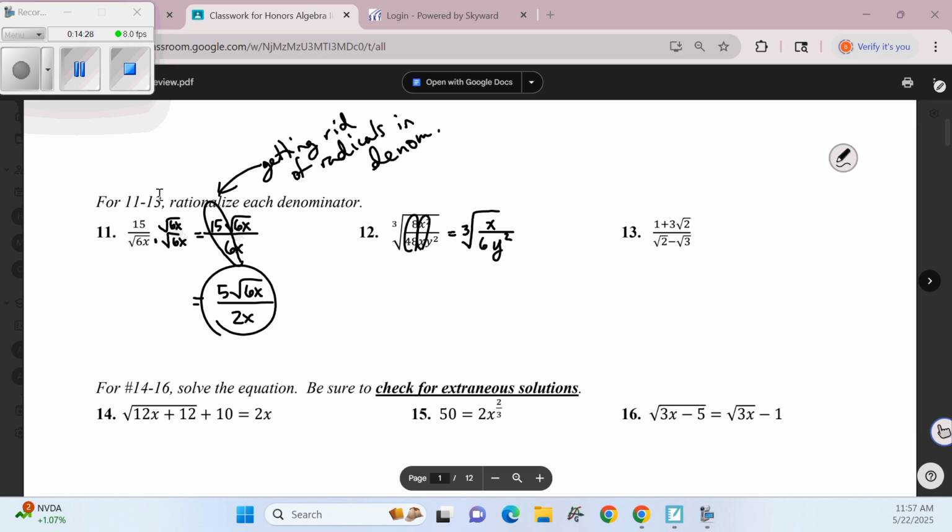So we're really trying to rationalize here. If we break this apart into two separate radicals, the cube root of x, and then the cube root of 6y squared. So we've got to make a perfect cube in the denominator.